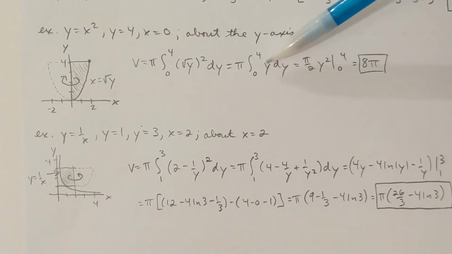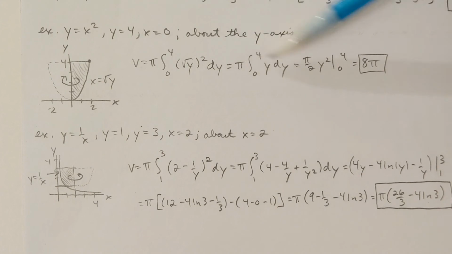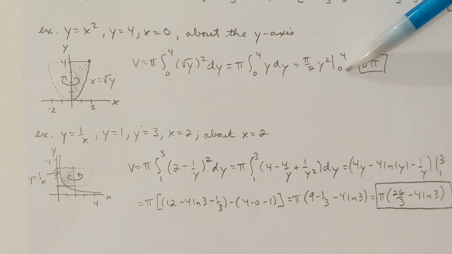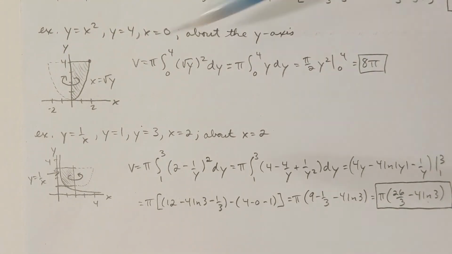When you integrate y dy, you're going to have 1 half y squared. Of course, make sure that pi is there. We're evaluating this from 0 to 4, plugging in the bounds. 4 squared is 16, half of 16 is 8. 8 pi minus 0 is 8 pi. That'd be the answer there, the volume of this object.